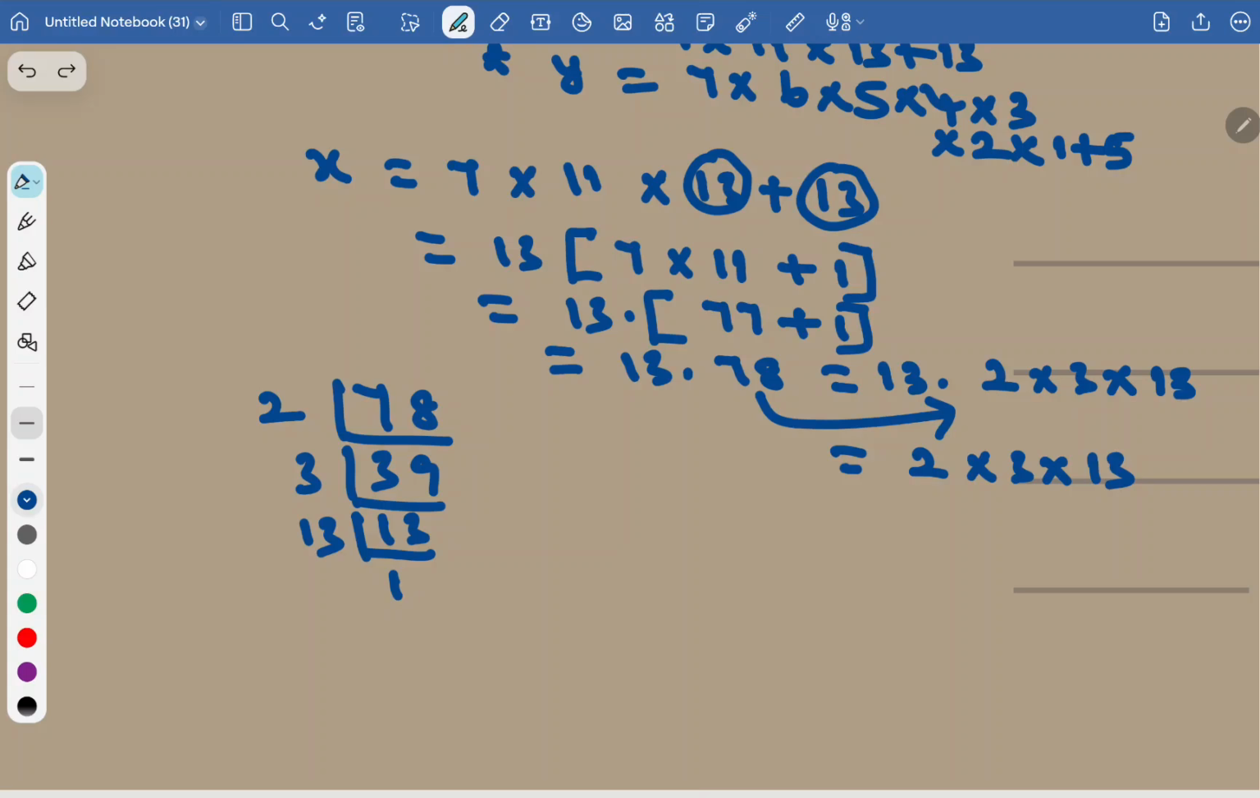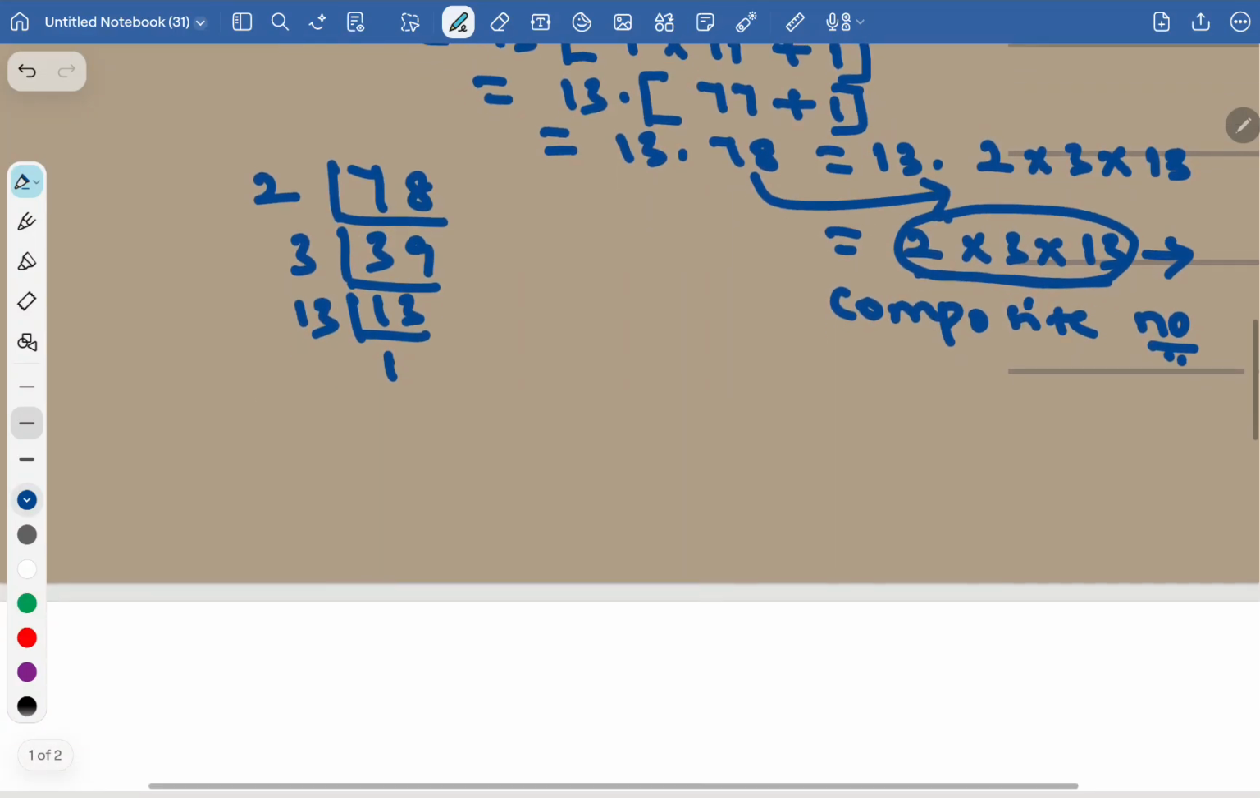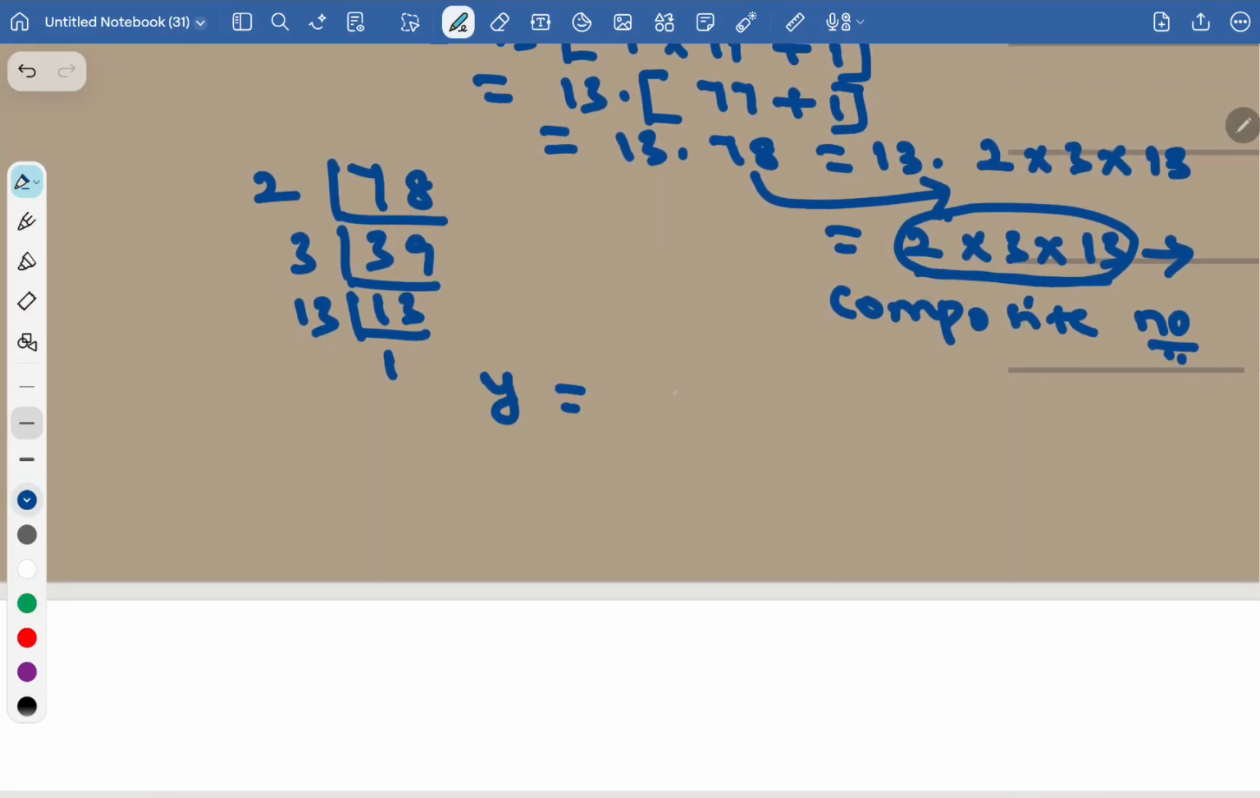But here we have more than two factors. Therefore, this x we have written as 2 into 3 into 13 is a composite number. Now I am going for y. What is y? 7 into 6 into 5 into 4 into 3 into 2 into 1 plus 5.